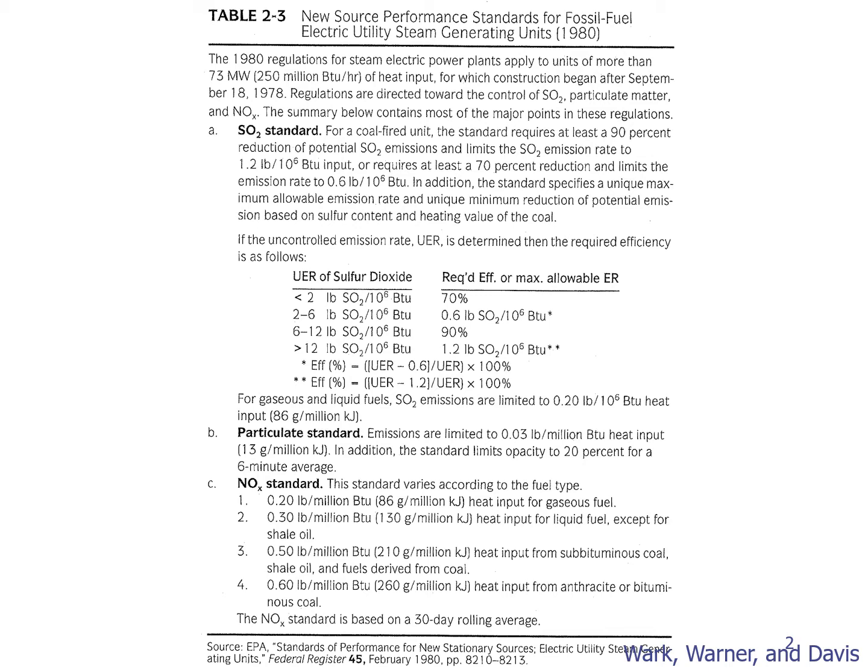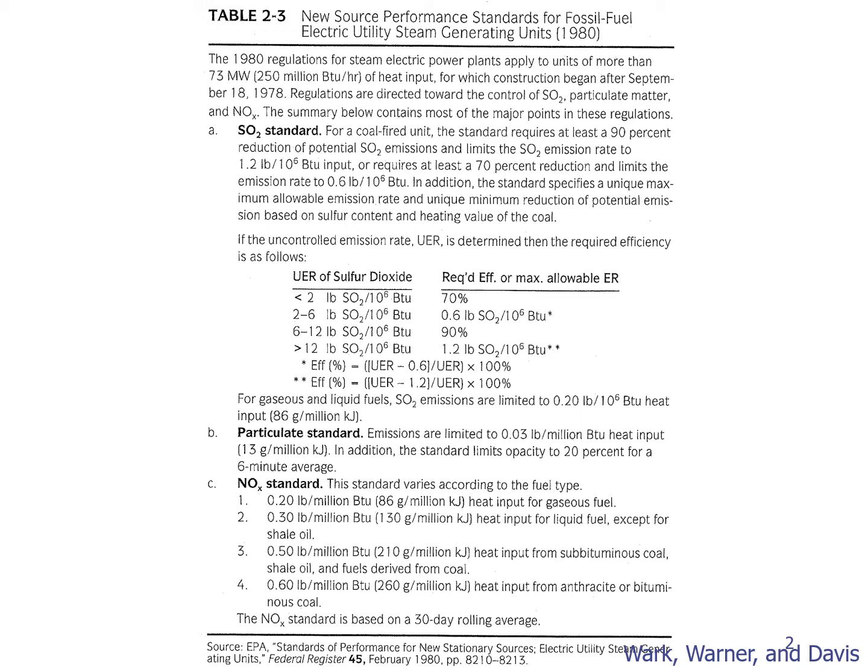So there's an SO2 standard, and this is for a coal-fired unit. In words, it says the standard requires at least a 90% reduction of potential SO2 emissions and limits the SO2 emission rate to 1.2 pounds per million BTU input, or requires a 70% reduction and limits the emission rate to 0.6 pounds per million BTU, and so on. The little table right below that showing the UER is actually an easier way to figure this out.